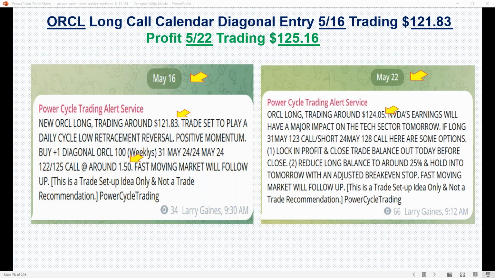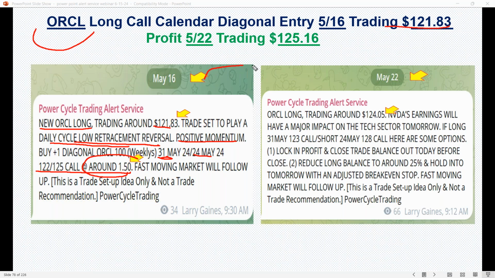Here's another one we did not too long ago. This was on Oracle, again a new Oracle long, trade at 123.83, set up to play a daily cycle low retracement reversal with positive momentum. So here was the trade, buy the diagonal, 31 May, 24 May, 122/125 call spread at around $1.50. You might have gotten in better, or a little bit worse; I usually say around plus or minus 10 or 15 cents, something like that.